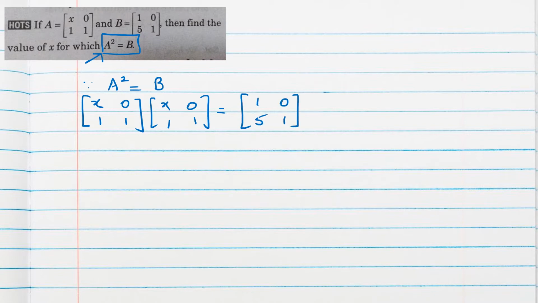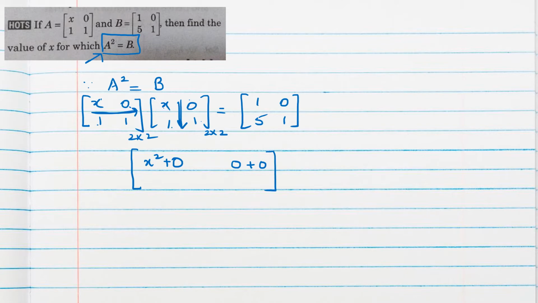Now multiply this A into A. So differentiate into rows and columns. This order is 2 by 2, here order 2 by 2. After multiplication, we will get 2 by 2 order only. So first row, first column: x square plus 0. Then first row, second column: x into 0 will be 0, 0 into 1 will be 0.